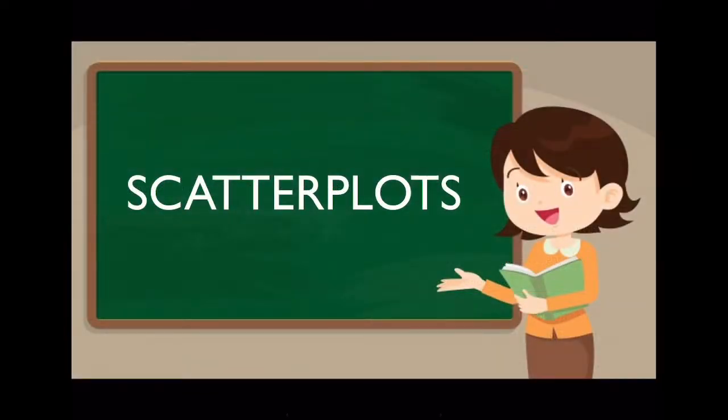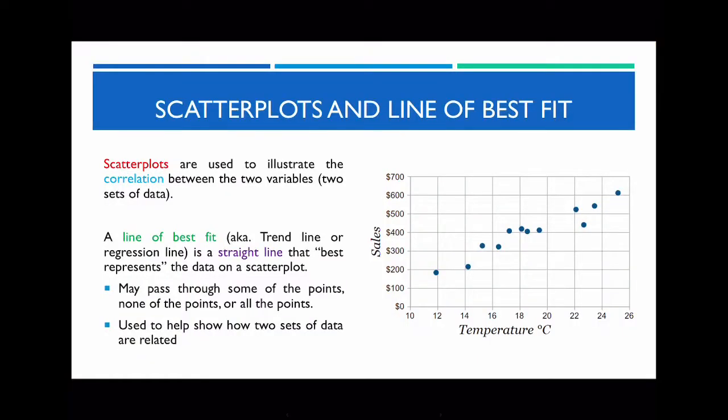Okay, now we're going to be looking at the final part of today's lesson, where we're going to be looking at scatter plots. Scatter plots are used to illustrate the correlation, meaning the relationship between these two variables, or whether there is one. A line of best fit is typically drawn on these scatter plots, which is essentially a straight line that best represents all the data on a scatter plot.